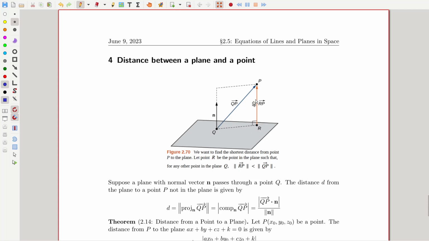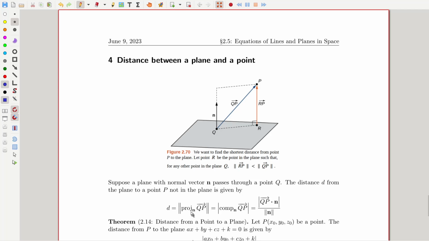But what we can do is take QP and project it onto the normal vector N, because that is going to have the correct direction. You'll end up with the vector RP by doing the projection. And then from taking that projection, you want just the length. So that is where we start. From the vector QP, we project it onto the normal vector, and we only take the length, the magnitude.